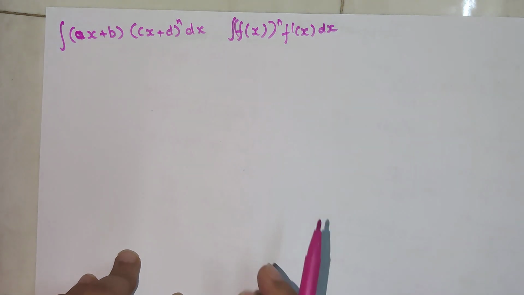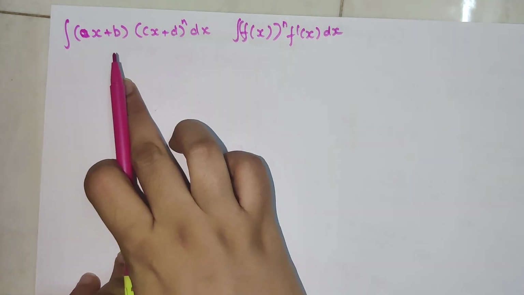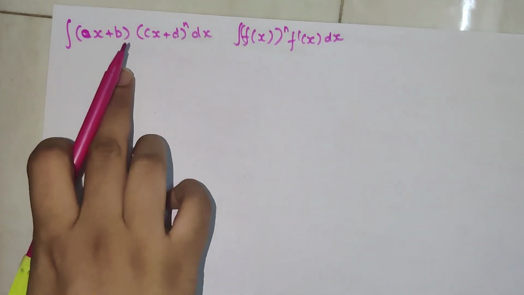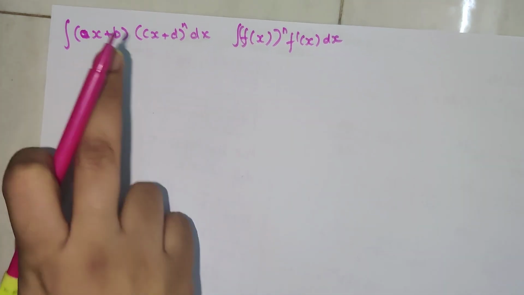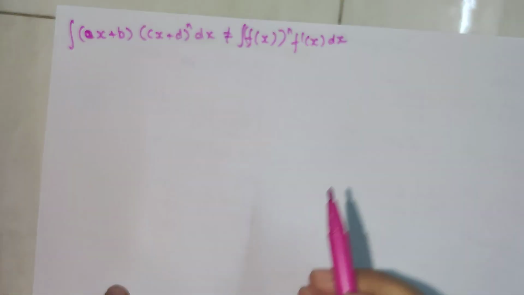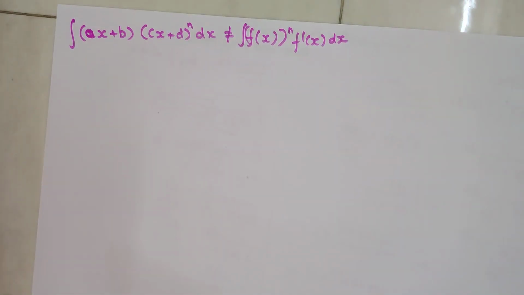Okay, please understand, this is a very different property than this, because here no part of your question is becoming like f dash of x or something like that. So please understand, in this case these two properties are not equal to each other. Okay, so now let's begin.